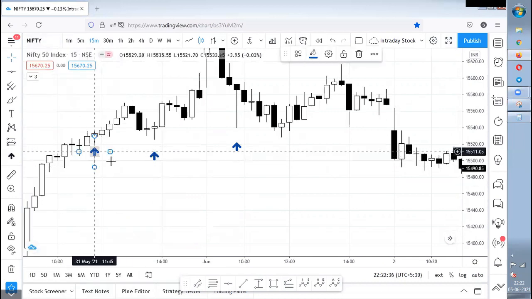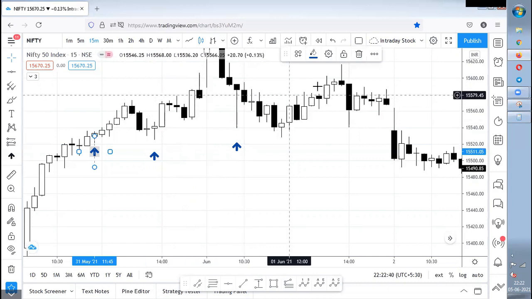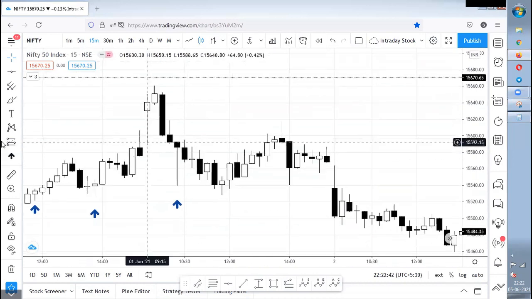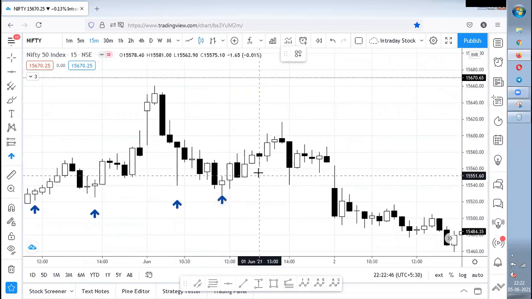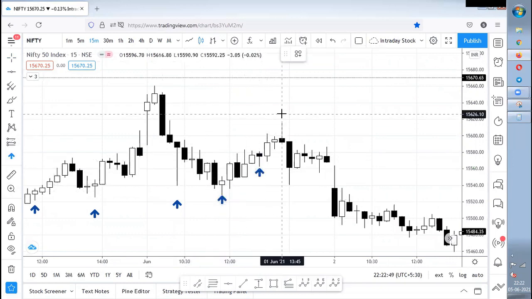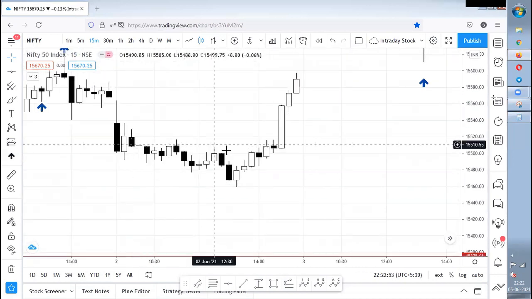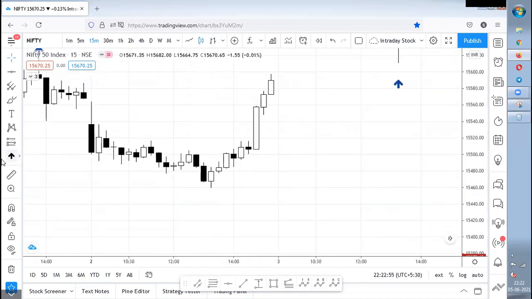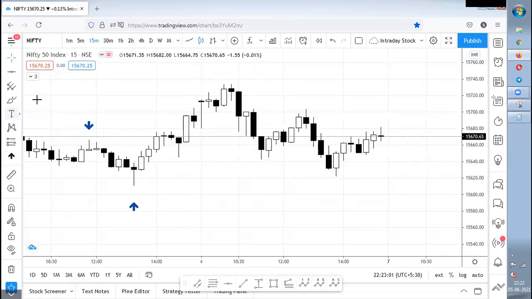So here I could see a Wick Reversal setup 1, 2, 3. Okay, and this is one Wick Reversal setup. This is one Wick Reversal setup. Here is one Wick Reversal setup. Clear? And then no Wick Reversal setup. And here is one Wick Reversal setup. There is no entry. Fine. And then up above here. Okay. And this is a Wick Reversal setup.